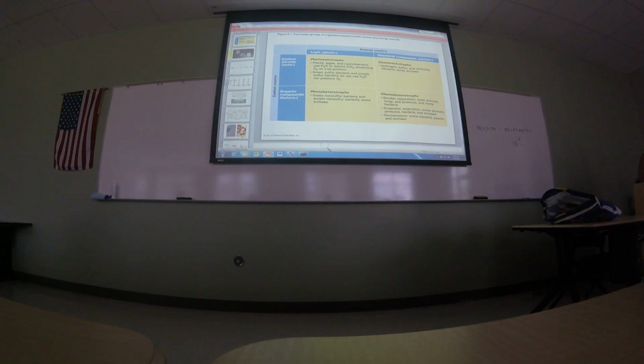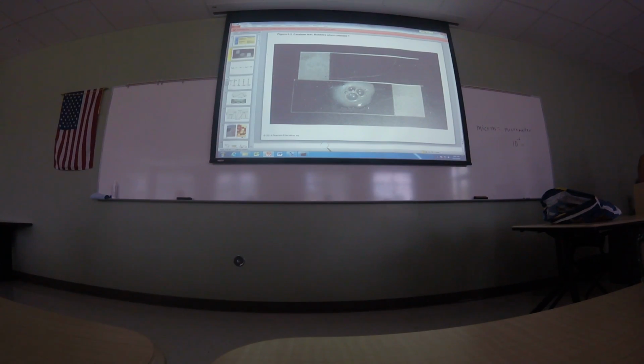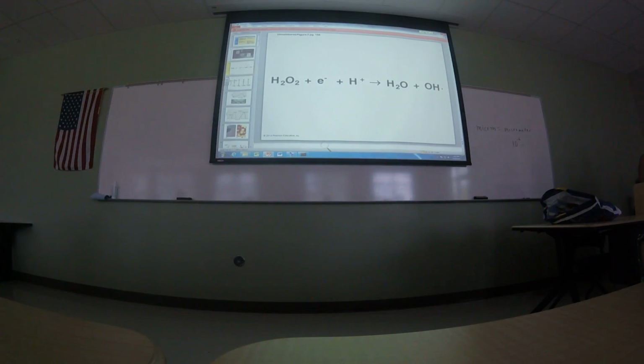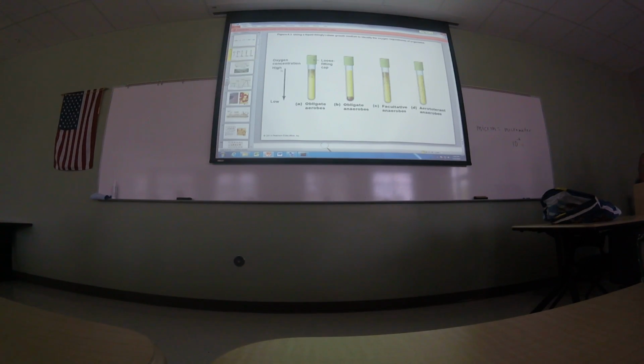All right, this is a test you're going to do in lab next week. And this figure you've seen already when we did classification. Just want to make sure you know autotrophs from heterotrophs. This explains that. This is hydrogen peroxide being broken down to water and hydroxyl. Right. Remember this?